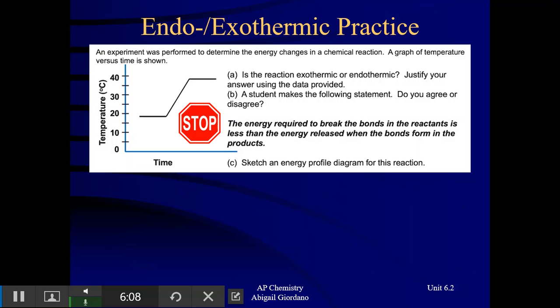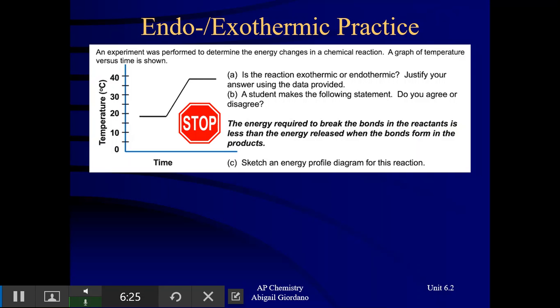So let's look at a problem here. I'm going to introduce it to you, but then I want you to pause your video so that you can try it on your own. It says an experiment was performed to determine the energy changes in a chemical reaction. A graph of temperature versus time is shown.